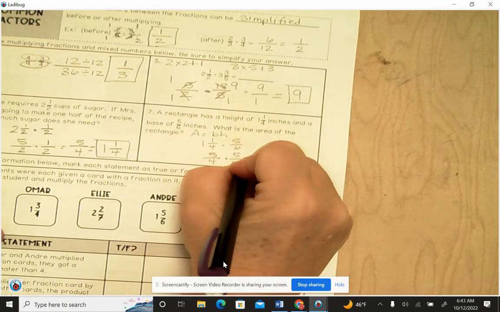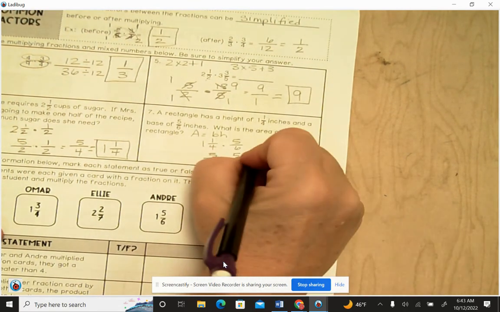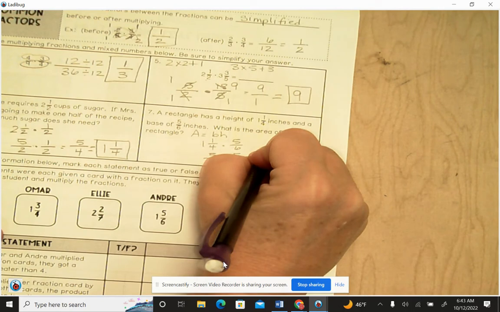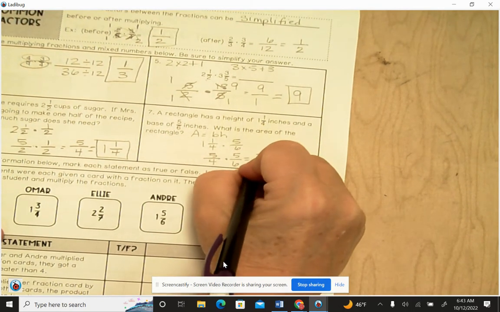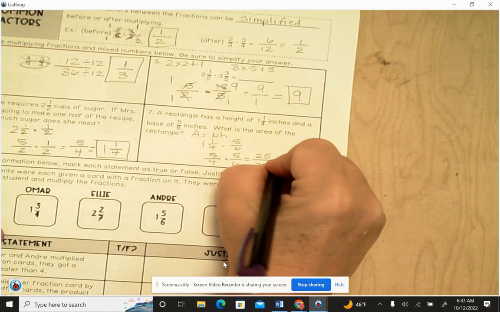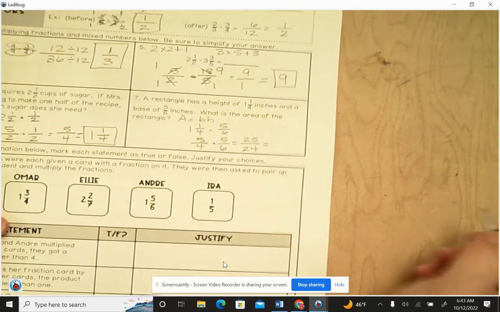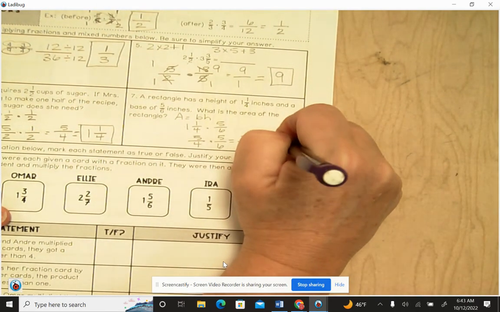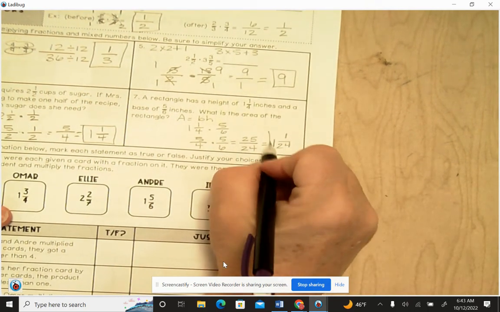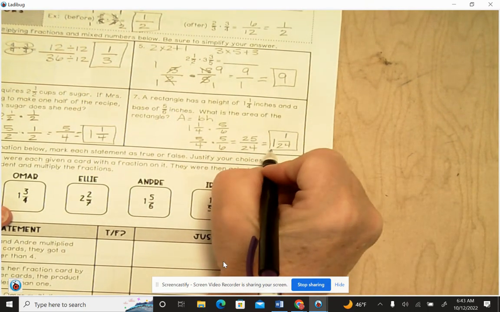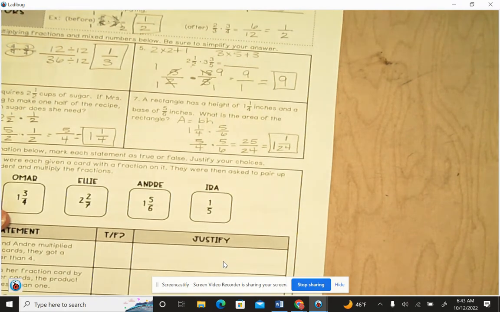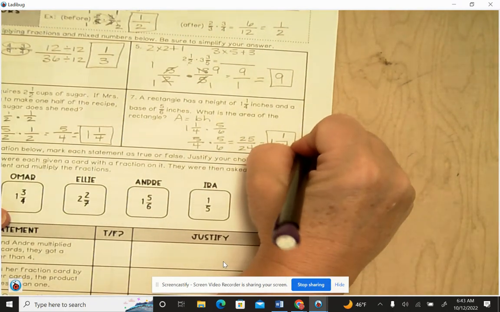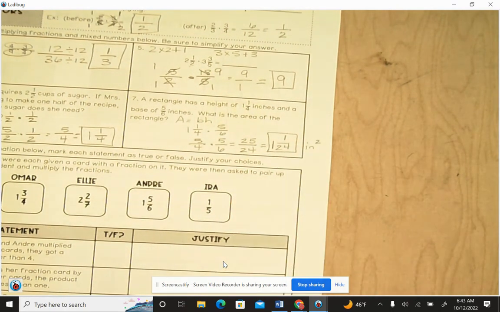5/6. 5 times 5 is 25. 4 times 6 is 24. How many 24s are in 25? That is 1 with 1 left over in the denominator of 24. And that's area, so that's going to be inches squared.